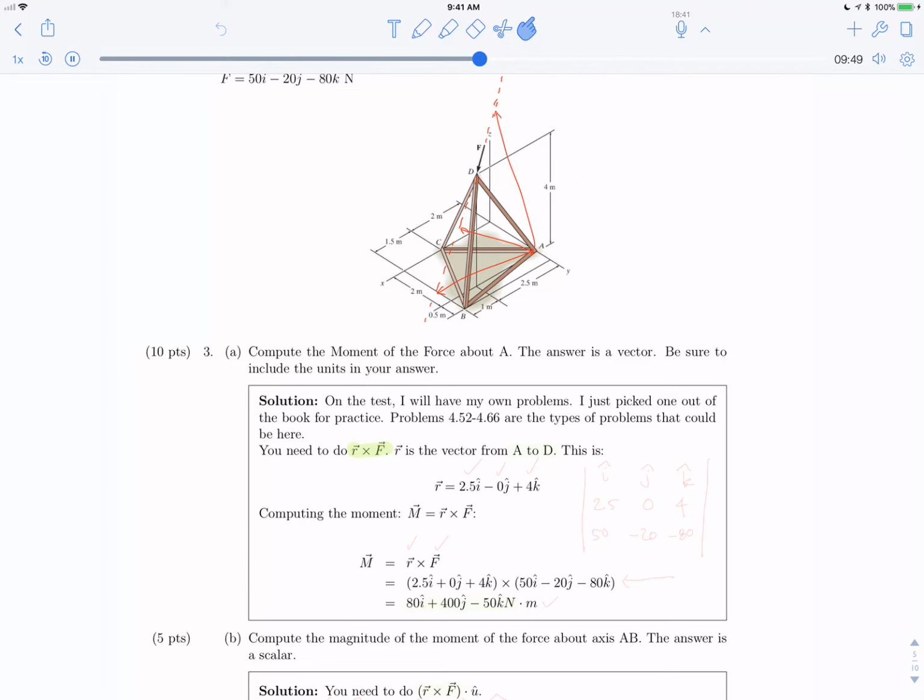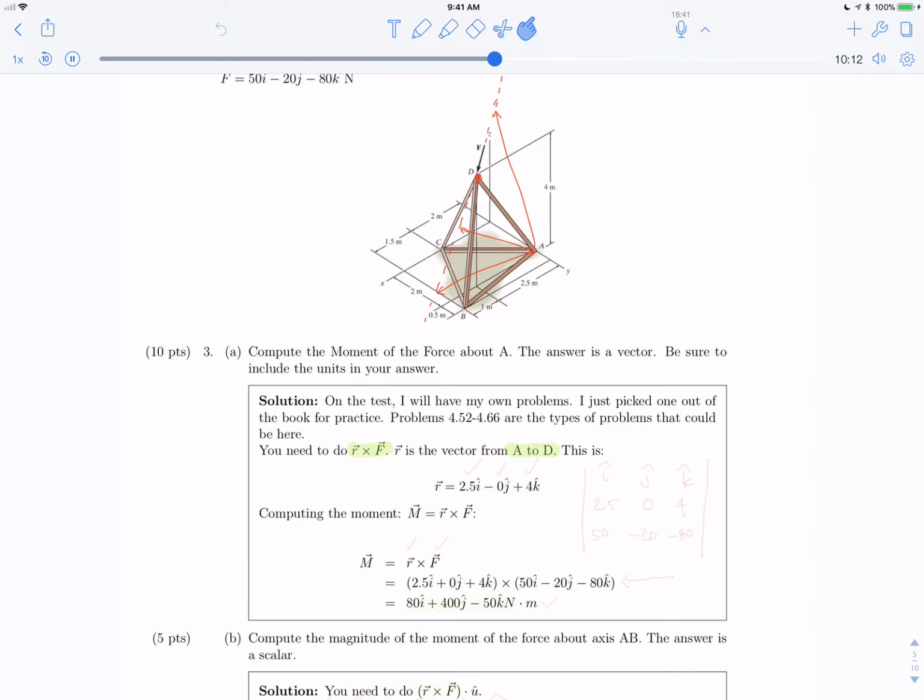Well, the only spot where we have a coordinate of where F is on that line is right here. You don't have a choice in this problem. So your r is going to be from A to D. That's the only r from A to the line of action that we know the coordinates. The vector from A to D, and this is the total r, not the unit vector.